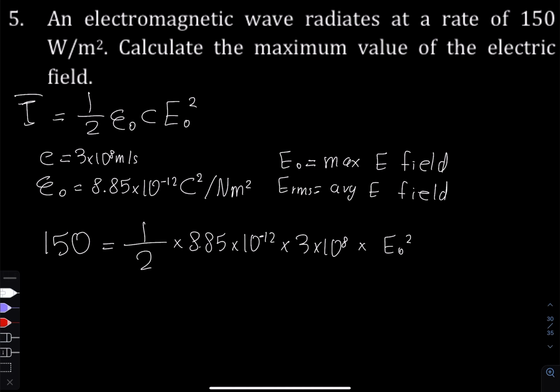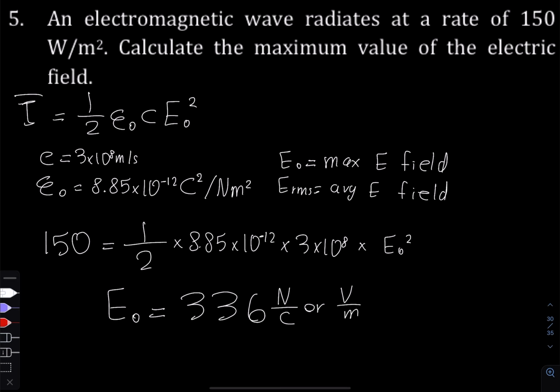All right, let's check this. Yep. So the value that you get when you do this on the calculator is the maximum electric field is 336. But again, we need a unit for this. For electric field, you can either use newtons per coulombs or volts per meters. Both are correct units for electric field. Okay, so this is your answer.